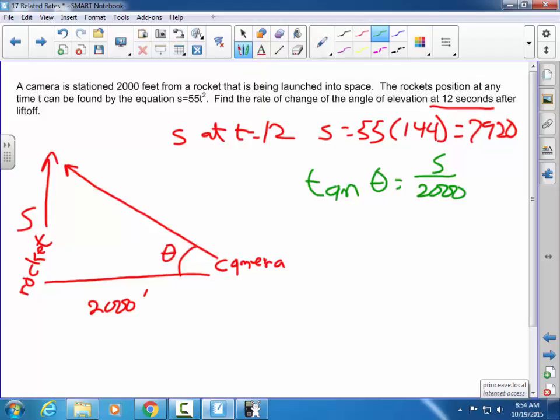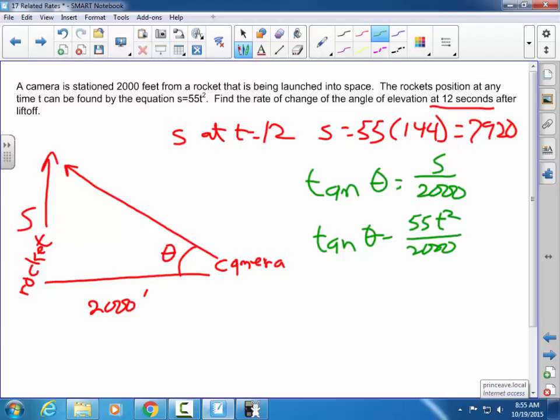So what do we plug in our equation for S? The 55t squared. Yeah, we could do that. We could say then the tangent of theta equals 55t squared over 2,000. Nothing wrong with that. That gets us with just thetas and t's in there. And now we know t is 12, so we could plug it in, but that's only going to find us theta. We've got to take a derivative somewhere.